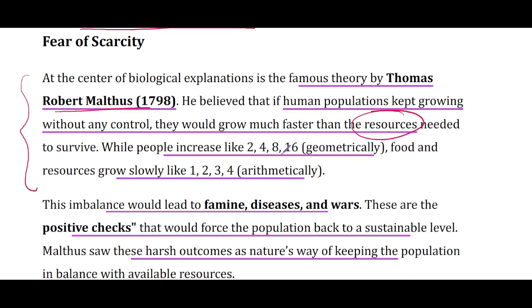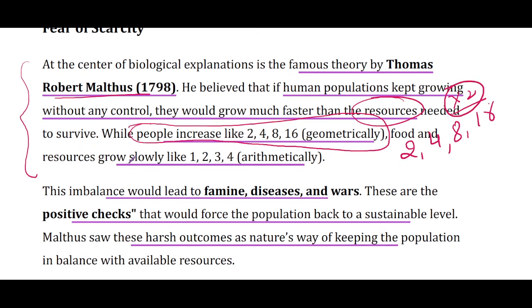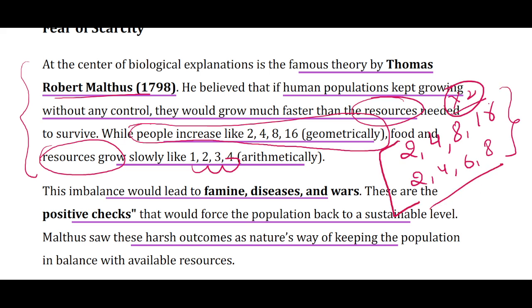He argued that population increases geometrically, in an exponential manner, like 2 followed by a multiple of 2, that is 4, then 8, then 16, all in a factor of 2. Whereas food resources grow slowly in an arithmetic manner, 1 followed by 2, 2 followed by 3, 3 followed by 4, or here in this case 2, 4, 6, 8. So you can see the difference between geometric and arithmetic series.